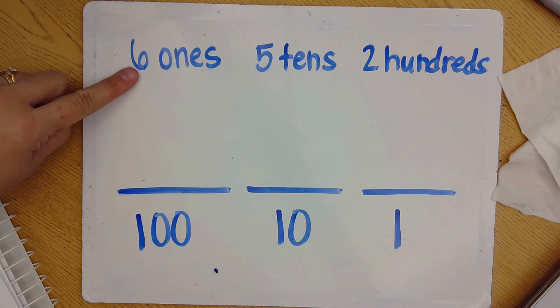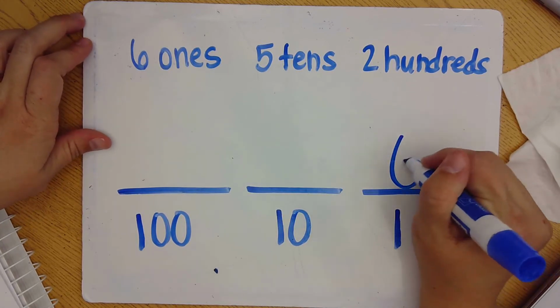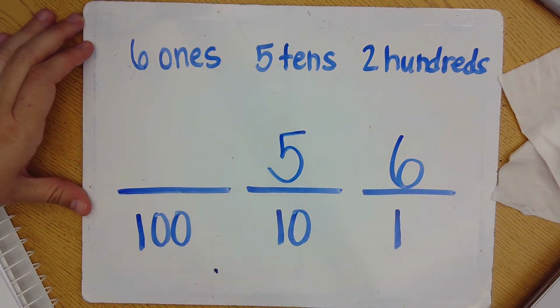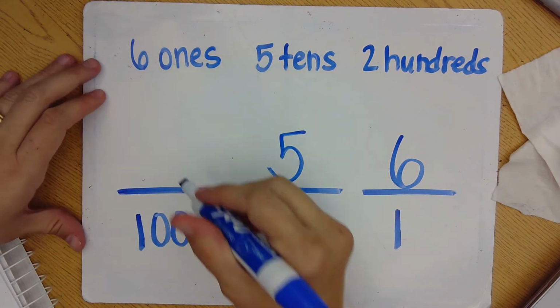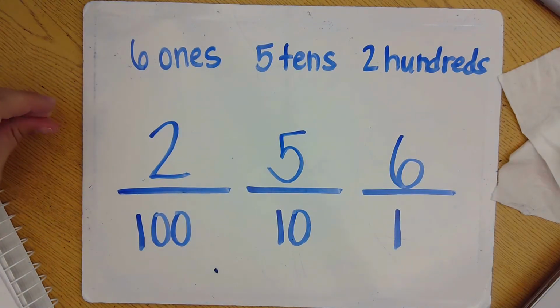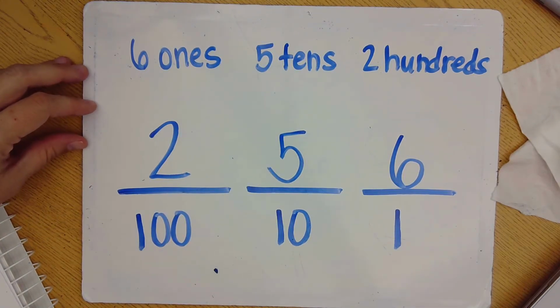I'm going to put my 6 in the ones place. I'm going to put my 5 in the tens place. And I'm going to put my 2 in the hundreds place. I not only have to pay attention to the numbers, I have to pay attention to the words that go along with it.